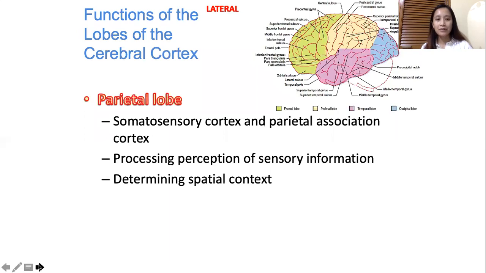So next we go to your parietal lobe. So your parietal lobe, if the frontal lobe is in charge of movement, your parietal lobe is in charge of receiving sensation, receiving sensory information. So for example, you touch a hot surface, no, it will be processed by your parietal lobe cortex or your somatosensory cortex and the parietal association cortex. So it processes how you perceive sensory information.